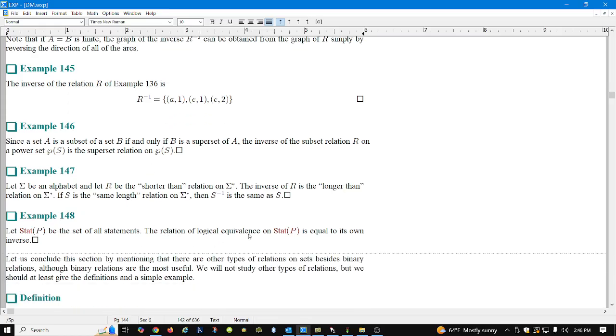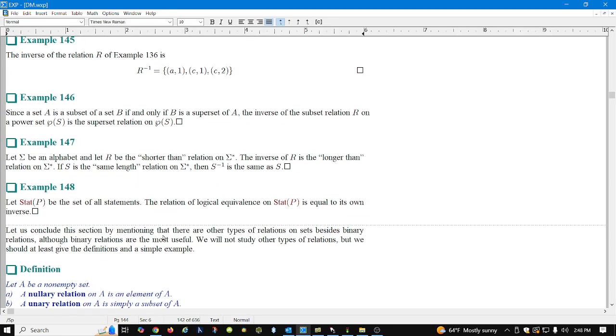Logical equivalence on compound statements is its own inverse. Not logical implication, but logical equivalence. If a statement A is logically equivalent to a statement B, then B is logically equivalent to A. So that relation is its own inverse, and that's not an uncommon happening.